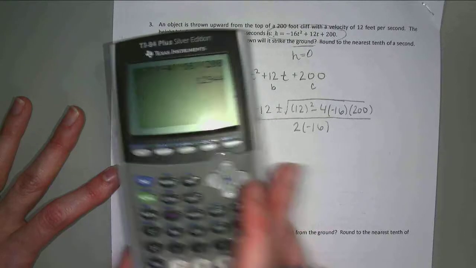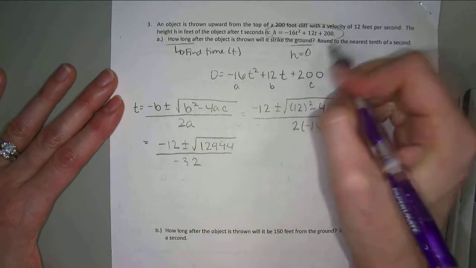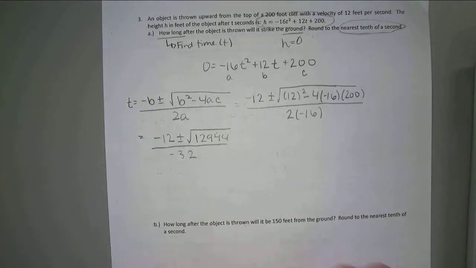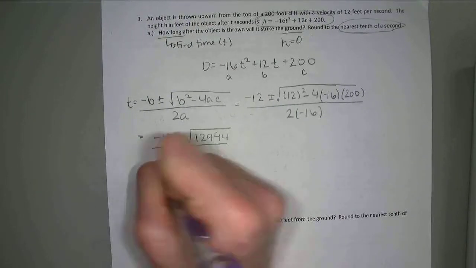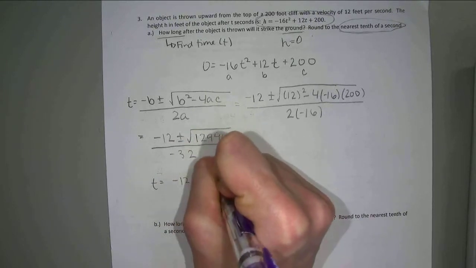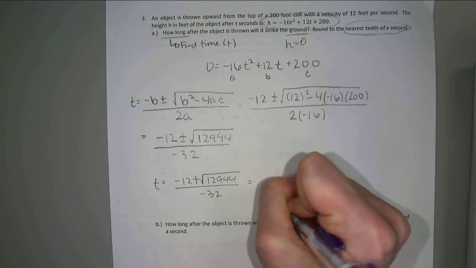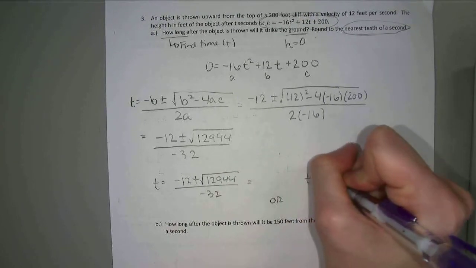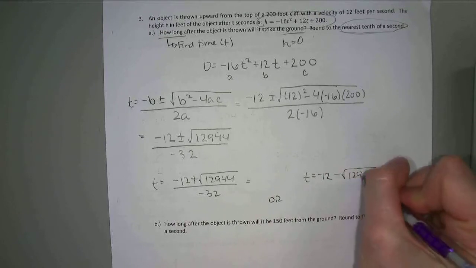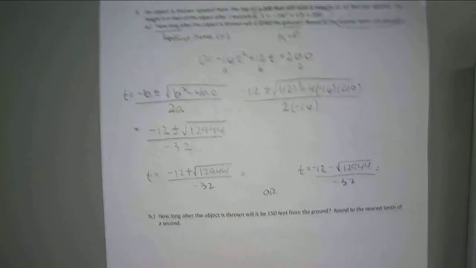We get 12,944. But notice it says round to the nearest tenth of a second. That means we can do our answers in decimals, okay? So what is t going to be? t is going to be negative 12 plus the square root of 12,944 over negative 32, or t is going to be negative 12 minus the square root of 12,944 over negative 32. And be careful, because they're kind of tricky since we're dividing by a negative.